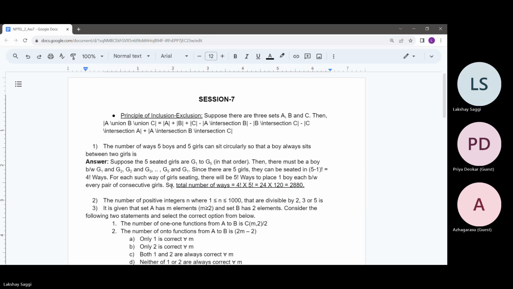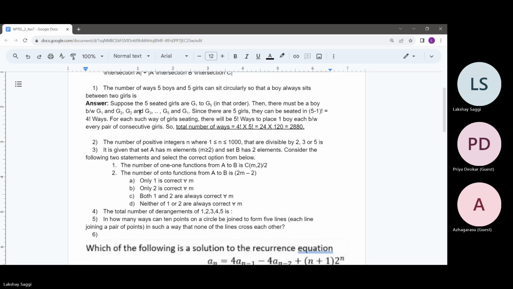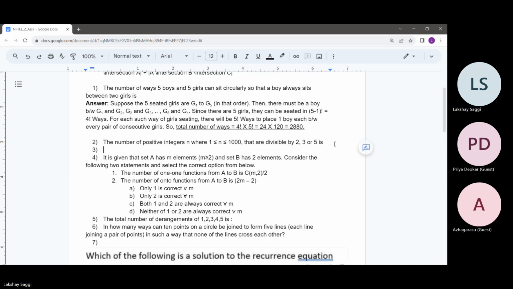So yeah, I hope it's clear to everyone. And if it's not clear, you can let me know via chat and I'll try to explain it a bit better or in more detail. Otherwise, I'll just assume that this is clear to everyone and I'll move on to the second question. So let's go to the second question then.